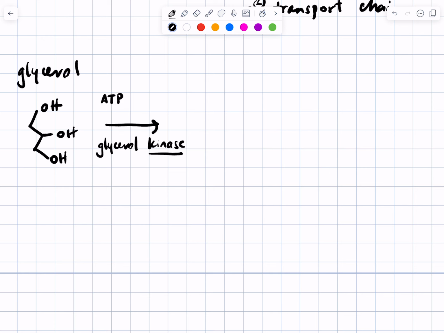I'm going to just represent this in the way that a lot of biochemistry texts might, with arrows intersecting arrows, meaning ATP is used by glycerol kinase to phosphorylate one of the OH groups on glycerol. And the product is glycerol 3-phosphate, which is going to look exactly the same as glycerol, only the 3-hydroxy group is going to have a phosphate on it. Okay, so that's glycerol 3-phosphate.